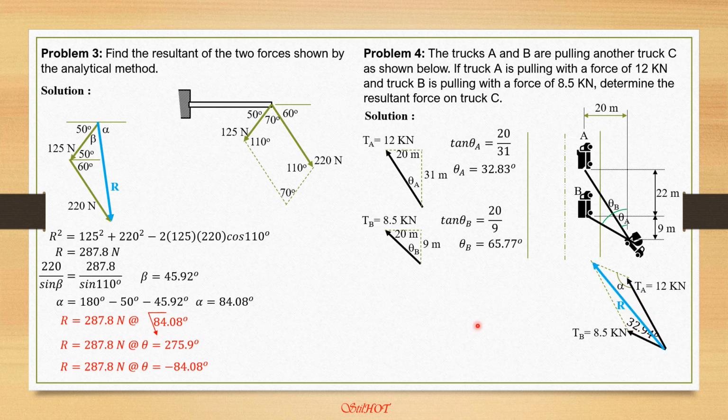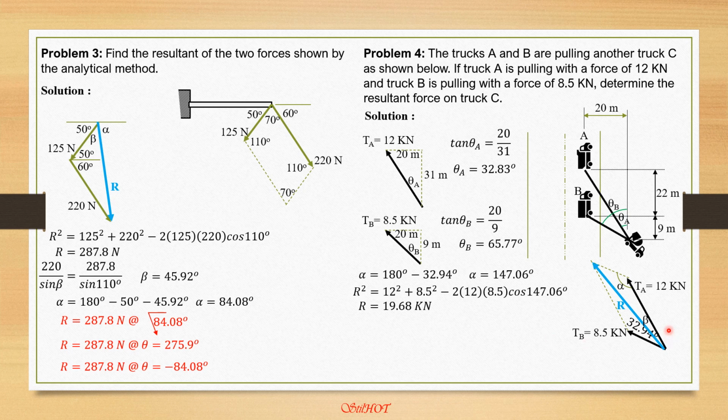That's the resultant. So let's consider this triangle here. Let's solve alpha. Alpha is 180 minus 32.94. So therefore, alpha is equal to 147.06 degrees. Then by cosine law, R squared equals 12 squared plus 8.5 squared minus 2 times 12 times 8.5 cosine of alpha, which is 147.06 degrees. So solving for the magnitude of R using your calculator, 19.68 kilonewtons.